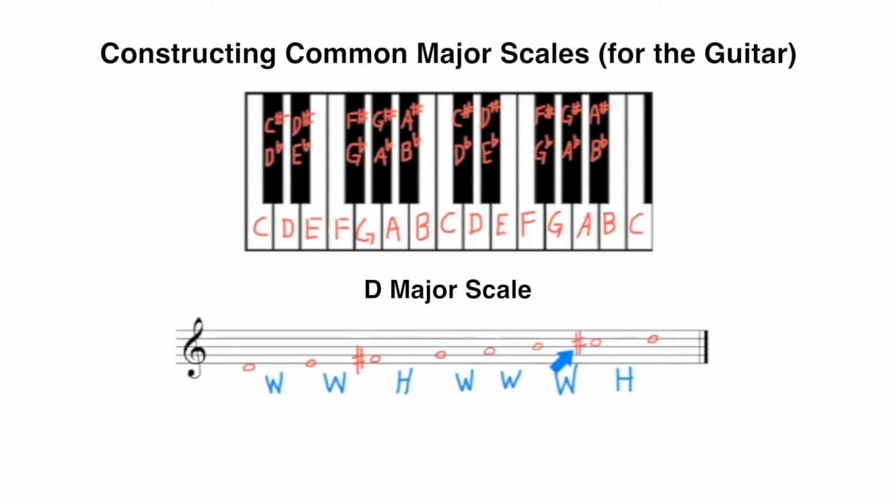And we place the sharp symbol just before the C to say C sharp. Next we have C sharp to D, which is a half step, and that's what we're looking for. So this is the D major scale.